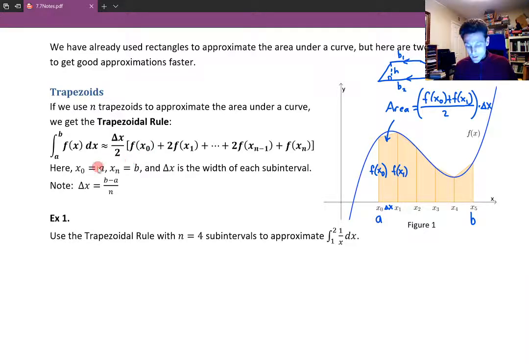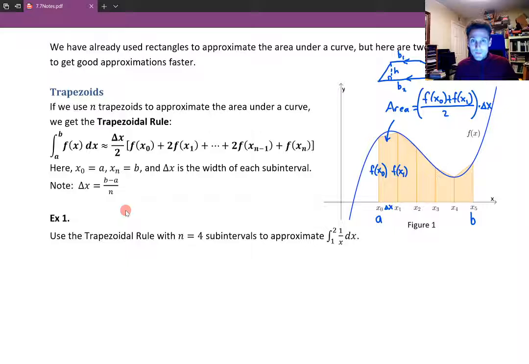Usually we call the x sub 0 a, as we did, and x sub n, the last x value, we call that b. So that's going to be the start and the end of your interval. That's usually what goes in the integral right here, right? The integral from a to b, the start and end of your integral, or of your interval. And then the delta x, we can calculate by taking the interval length, b minus a, and dividing it by the number of trapezoids that we're using, or you could also say the number of subintervals.